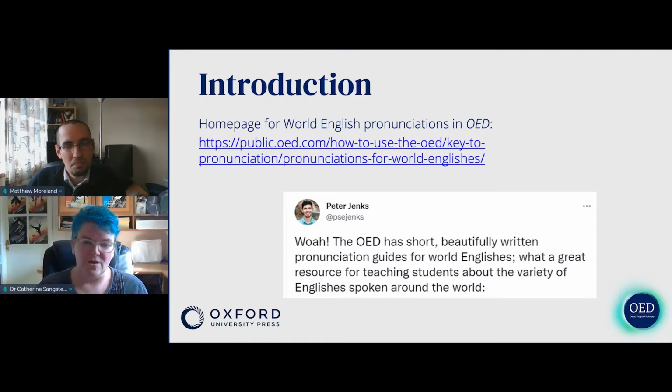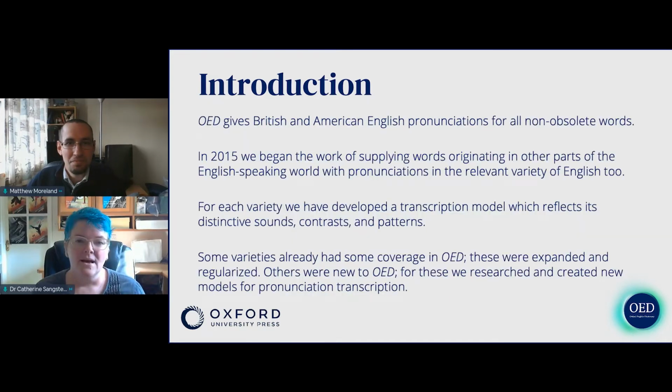OED's existing framework when we started treating British and US English as two separate models was a good place for us to jump off. So I'm going to talk a little bit about where we are at present, and then I'm going to hand over to Matthew to talk about some of the detail after that. The Oxford English Dictionary gives British and American English pronunciations for all words that aren't obsolete. And in 2015, we started supplying words originating in other parts of the English-speaking world with pronunciations in the relevant variety of English too. So for each of those varieties, we have now developed a transcription model which reflects its distinctive sounds, contrasts, and patterns.